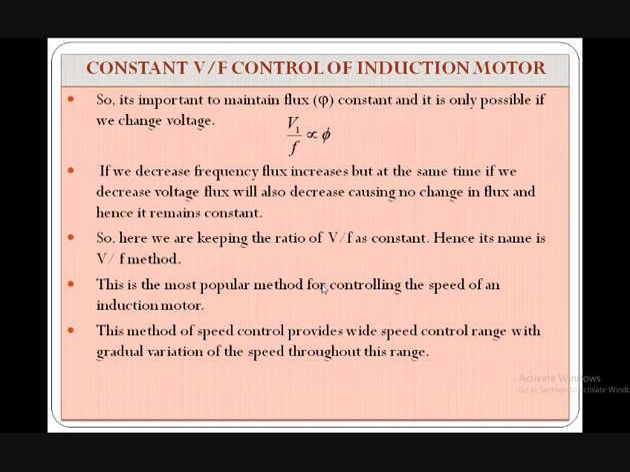This method of speed control, that is the constant V by F control method, provides a wide speed control range with a gradual variation of speed throughout the range. We have previously seen in the pole changing method that speed control was only possible in steps in the ratio of 2:1. But in case of V by F control, a very smooth speed control over a wide range is possible, and hence it explains the popularity of this method.